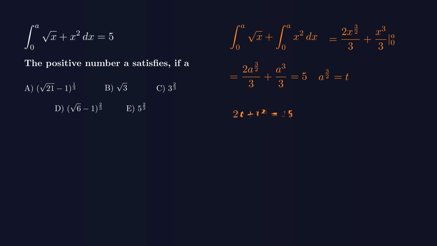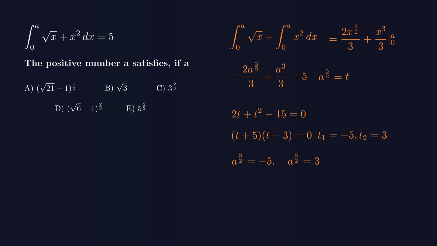Let's move 15 to the other side as a negative. t squared plus 2t minus 15 equals 0. Now we have a quadratic equation with one variable. This expression factors into (t plus 5) and (t minus 3). So the equation has two roots. One is -5 and the other is 3. Remember, t was a to the power 3/2, so let's substitute it back in.